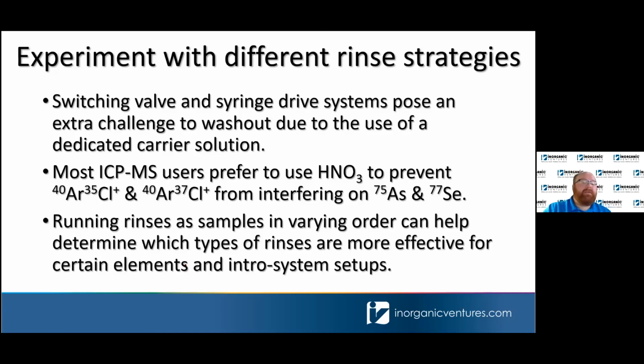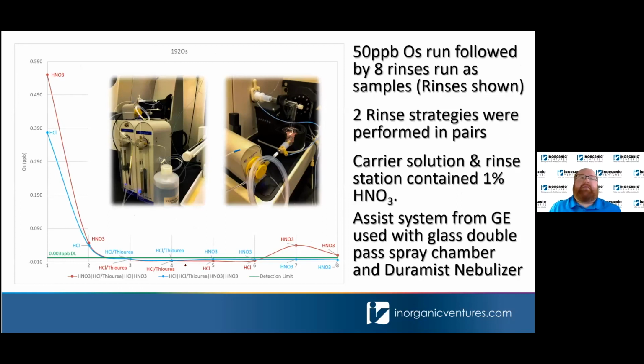So one of the things we do to help with these strategies is run in varying order to help determine which rinses are more effective for certain elements and intro system setups. So this is an example. I know most of you probably don't use osmium, but it is one of the stickiest elements we have ever run across. This example uses our mass spec that actually has a syringe drive with a sample loop, a switching valve, and you can see in this picture, it is a double pass Twister spray chamber.